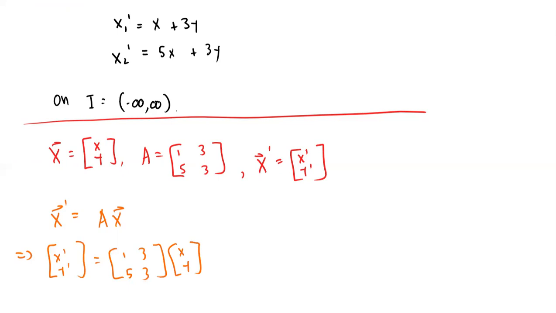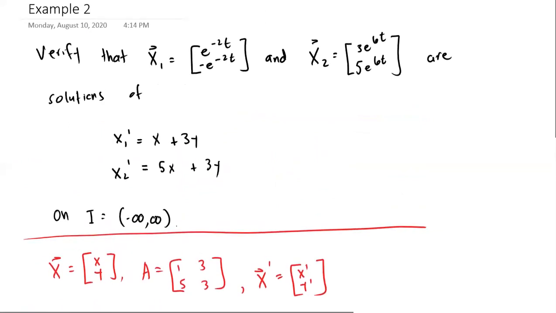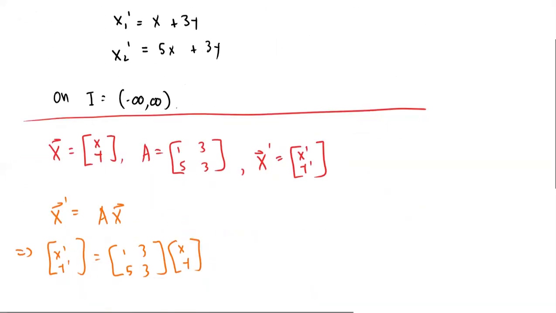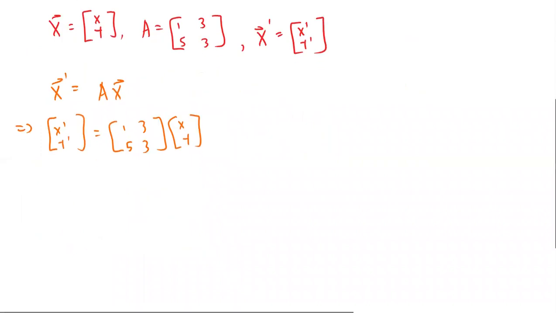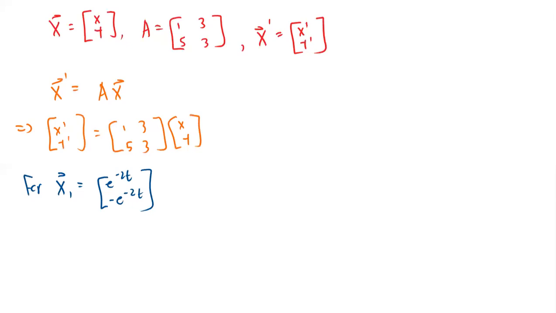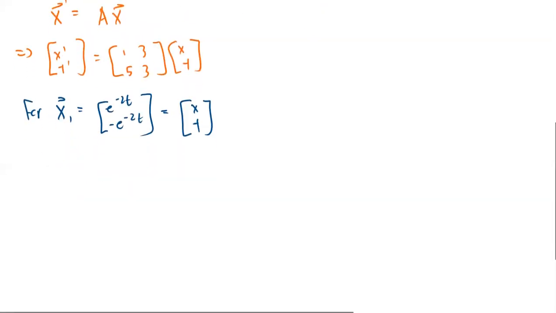Now, once you have your system like this, what are you going to do? You have to verify that both of these are solutions. So we're just going to plug them in for our variables. Okay? So working with x1, for x1 equal to e to the negative 2t, negative e to the negative 2t, how do we plug this in? Well, this is telling us what our x and y are. So let's plug everything in.